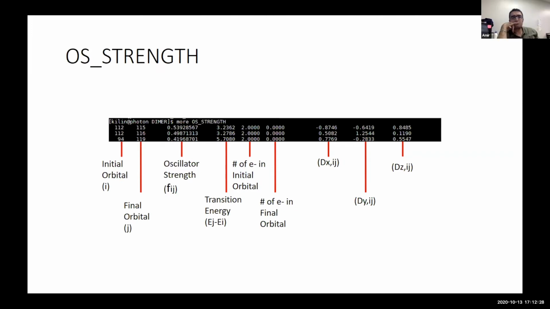Let's say regarding that transition energy diagram which I showed, we would get that information from this OS strength file, and this would give us important information to determine which, let's say, orbitals to look at, and in that case we could focus on them and get some sort of electronic information.